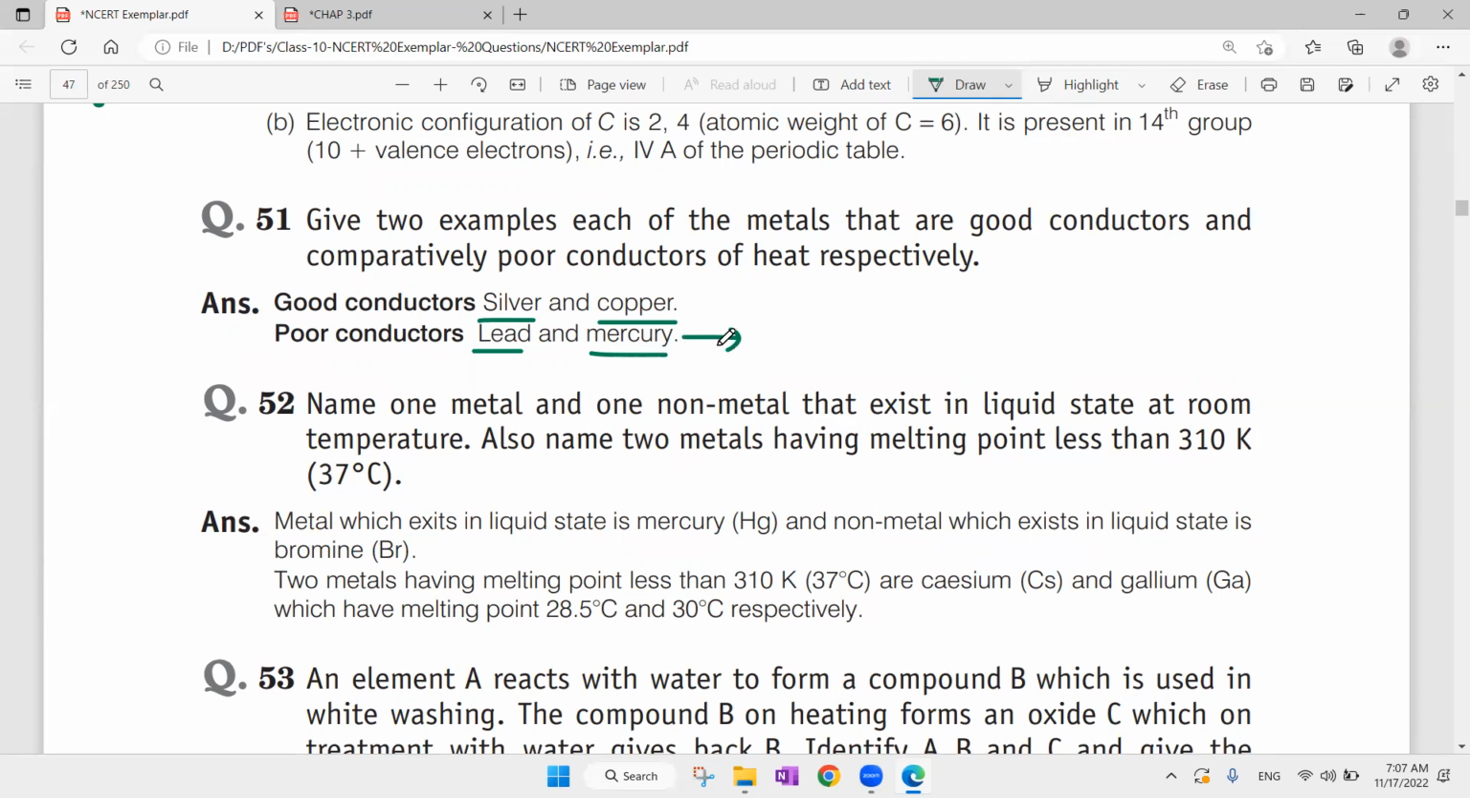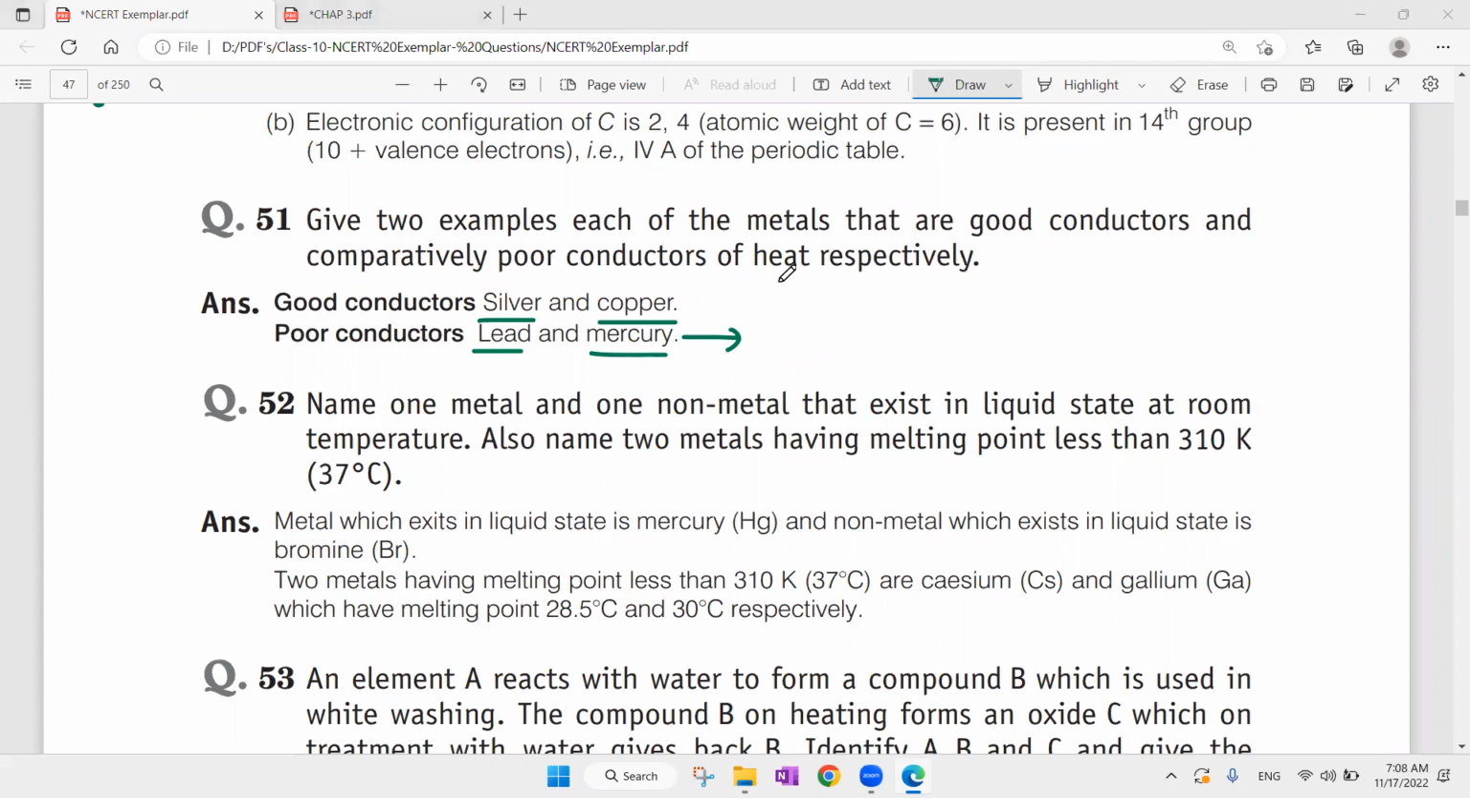Sir, mercury, if it is a poor conductor of heat, why are we using it in thermometers? Guys, any answer? A thermometer is used to find the temperature only, no? But they're telling mercury is a poor conductor of heat. Then how? Mercury is used to show the temperature. Any answers?